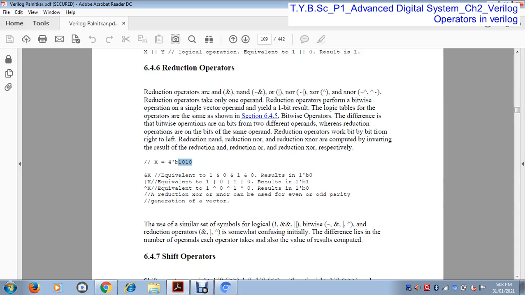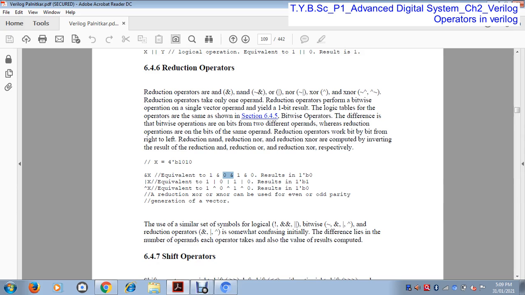After reduction is done, the value of x is 1 bit, only 0. So the reduction operator is performed on a single vector. 1 ANDed with 0 is 0. Here 1010: 1 ANDed with 0, 0 ANDed with 1, 1 ANDed with 0. So here the size of x is 4.